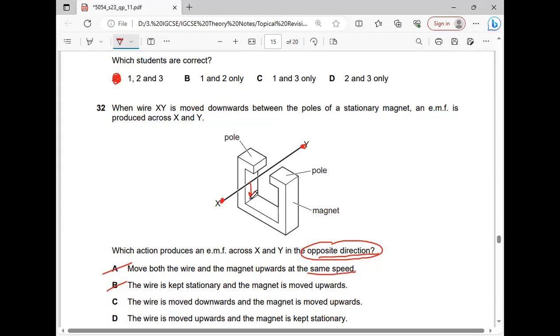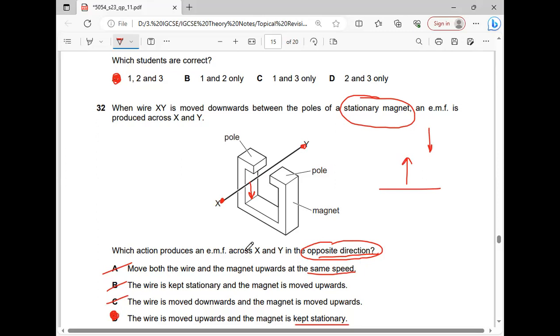In order to produce the EMF in the opposite direction, we have to move the wire in upward direction. The wire is moved upward and the magnet is kept stationary. The reason is that initially the magnet was kept stationary and the wire was moving downward, so the same thing will be there. The magnet will remain stationary and the wire will move upward. So option D is the correct answer.